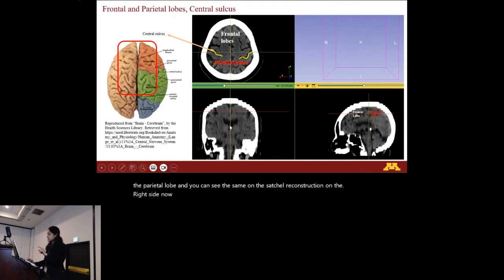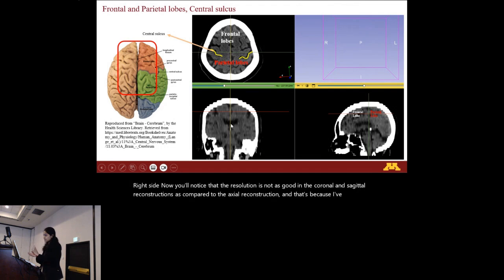Now, you'll notice that the resolution is not as good in the coronal and sagittal reconstructions as compared to the axial reconstruction. And that's because I've just reformatted the axial volume. Now with CT, in most cases, you also acquire coronal and sagittal reconstructions, which are highly resolved. But just in this case, I've not demonstrated that.